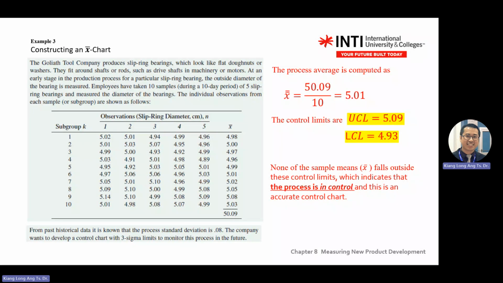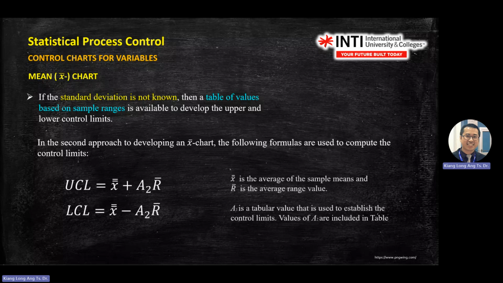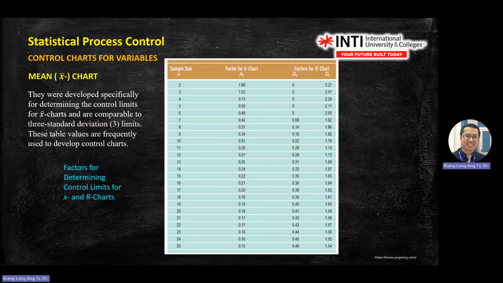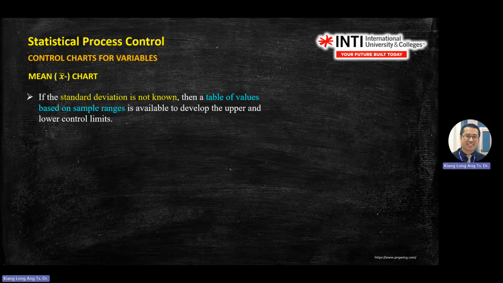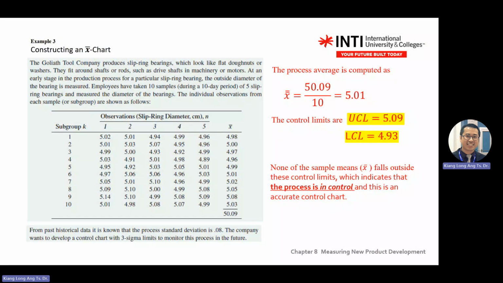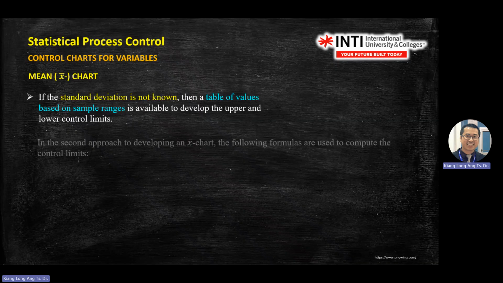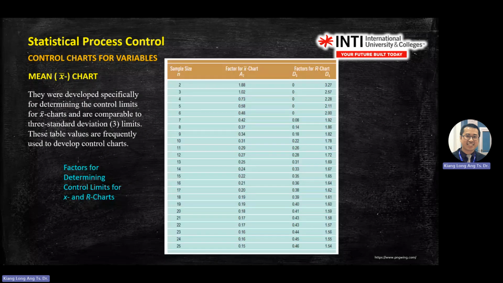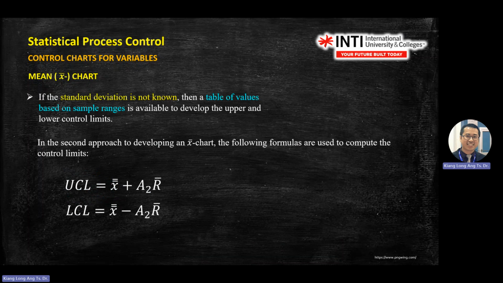This one, example 3. Okay. Don't use this table in the example 3 question. In example 3, you already know the standard deviation. The historical data is known and the standard deviation is given. So use that. So just be smart. Okay. This actually is a very easy question. So if the question mentions standard deviation is unknown, go straight to use the A and R bar.